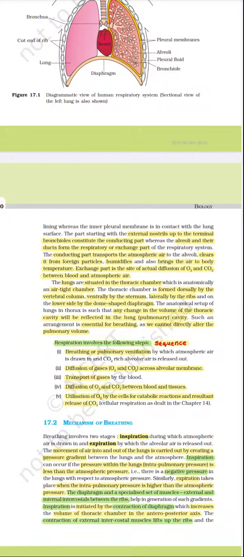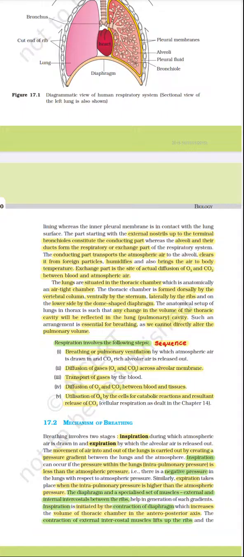The parts starting with the external nostrils up to the terminal bronchioles constitute the conducting part, whereas the alveoli and their ducts form the respiratory or exchange part of the respiratory system. The conducting part transports the atmospheric air to the alveoli, clears it from foreign particles, humidifies it, and also brings the air to body temperature. The exchange part is the site of actual diffusion of O2 and carbon dioxide between blood and atmospheric air.